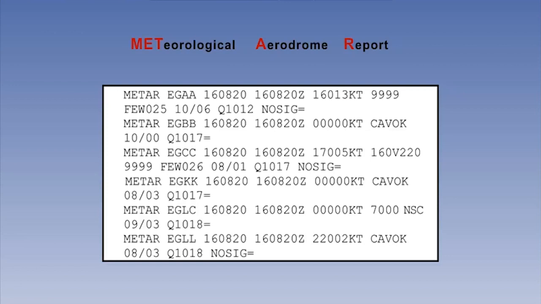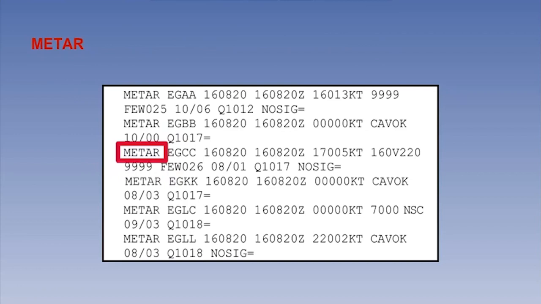The first group that appears in the METAR is the identification of the report type. In this case, METAR. This will be followed by the ICAO location indicator. In this example, we'll use Kingsbridge.